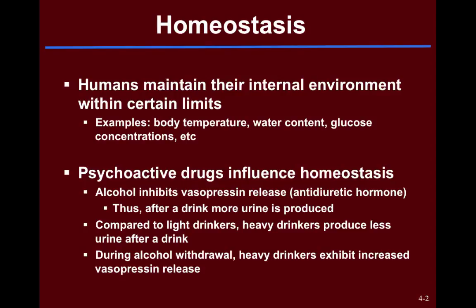We actually see some interesting effects on homeostasis depending on how accustomed a person is to drinking. Compared to someone who doesn't drink very often, a heavy drinker is going to produce less urine because of that effect on vasopressin. Now, during alcohol withdrawal, heavy drinkers will again see a different response. They'll see increased vasopressin release. So that relationship is about homeostasis. It's about the body trying to maintain a certain normality in terms of its water level.